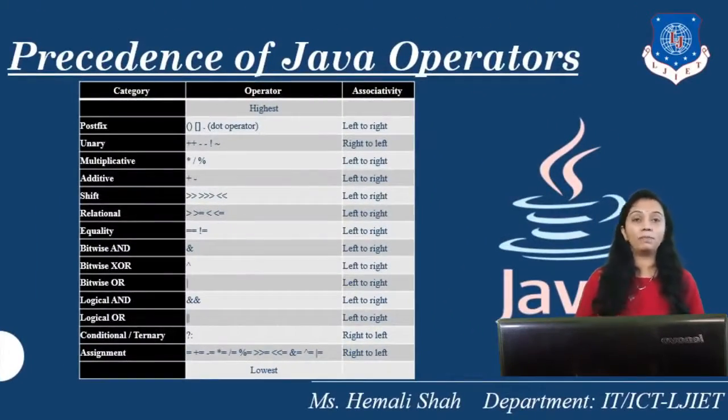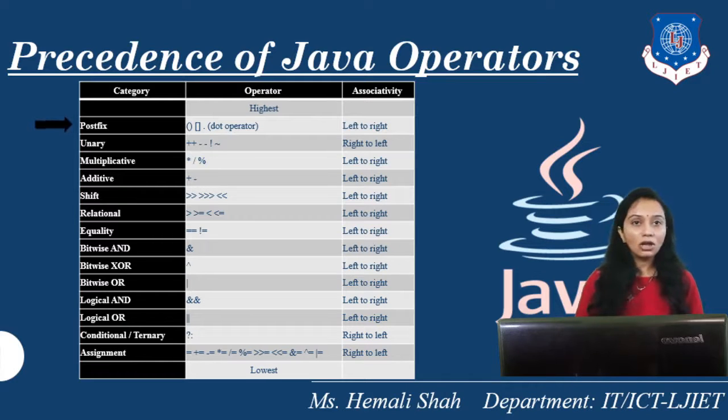Now what is the precedence order? Here the highest is postfix. That means if you are calling a function, or using brackets with an array, then these will execute first, and the associativity is always left to right. Now the unary operator always works right to left, and the second priority is for the unary operator. Then multiplication, division and modulus will work. Then addition, then subtraction, then the shift operator will work.